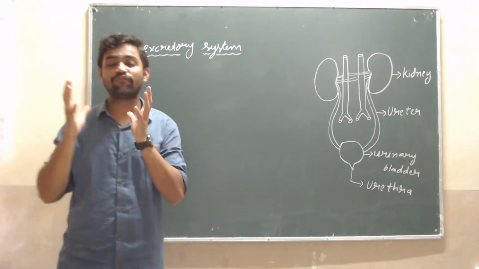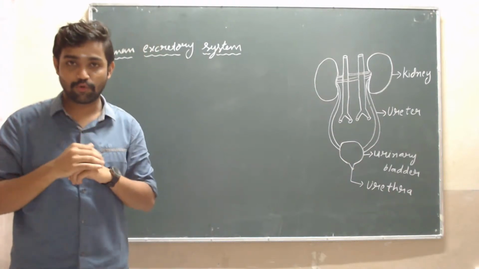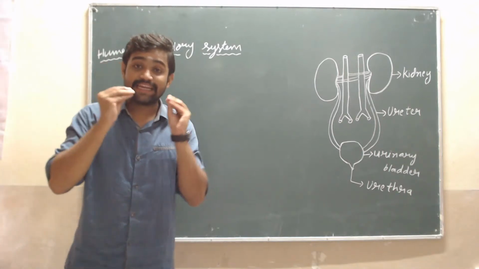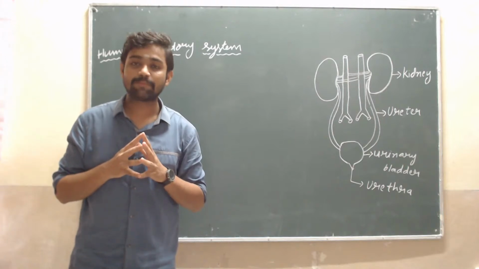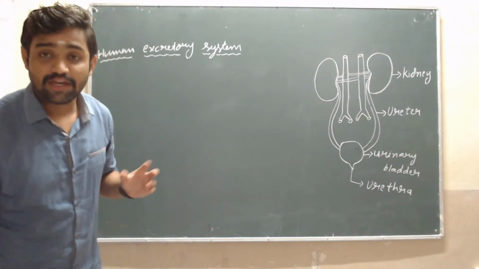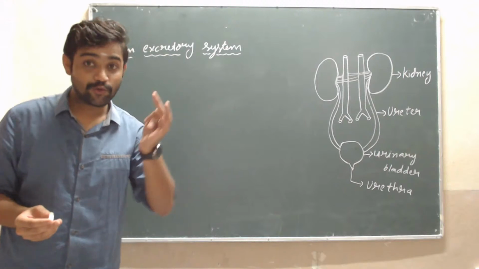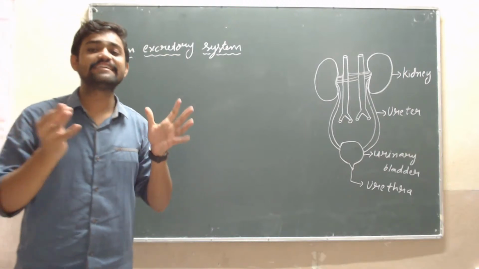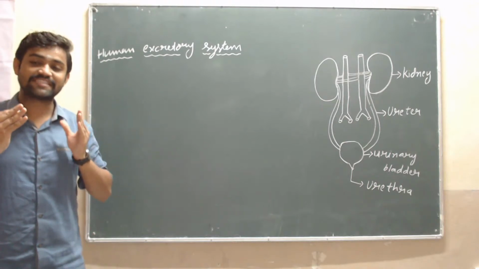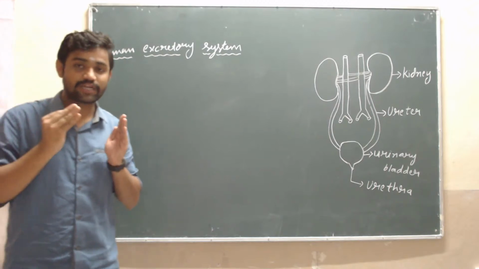What type of waste substances do we have to remove from our body? What type of waste particles do we have to remove? Yes, that is some salts, urea and uric acid. These are the waste products, or waste particles, present in our body, which are harmful to us, and we have to remove them from our body.